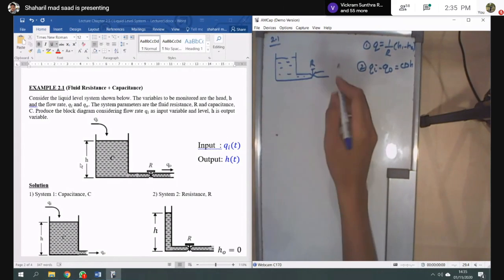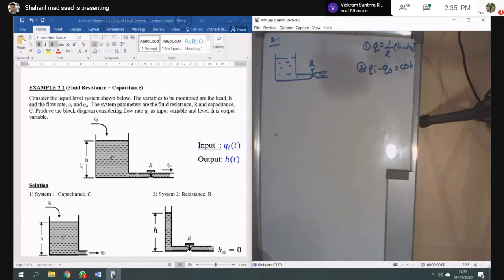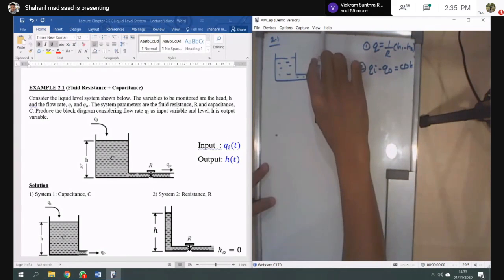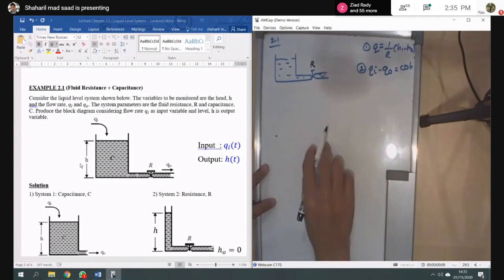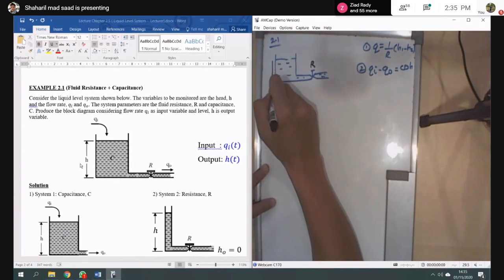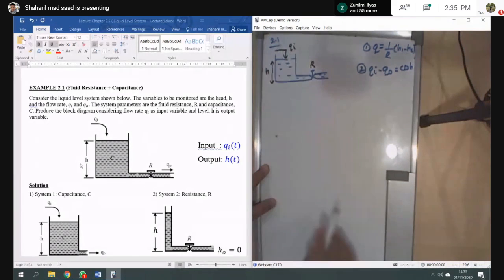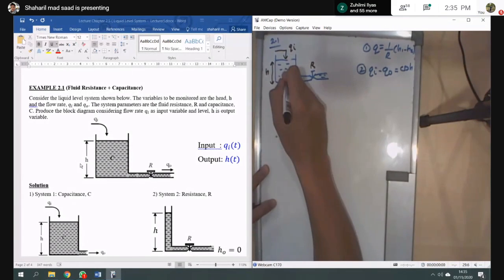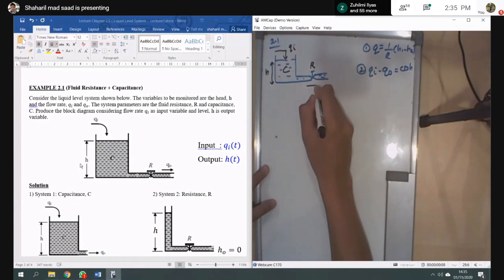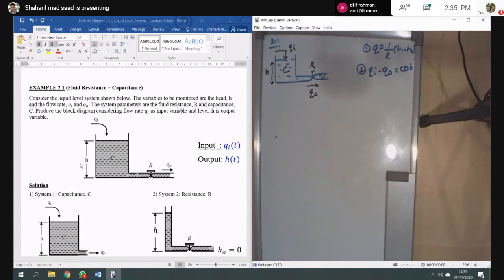So then, okay, this one is R, and this one you will have some height here. We call it H only, and then you will have some input Qi, and then capacitance here, and the output is Q naught.